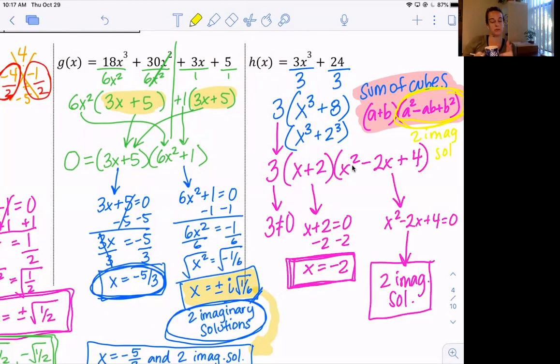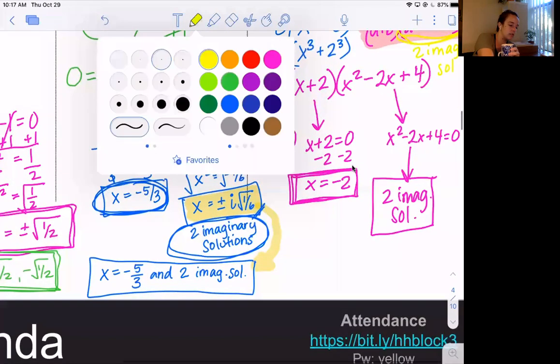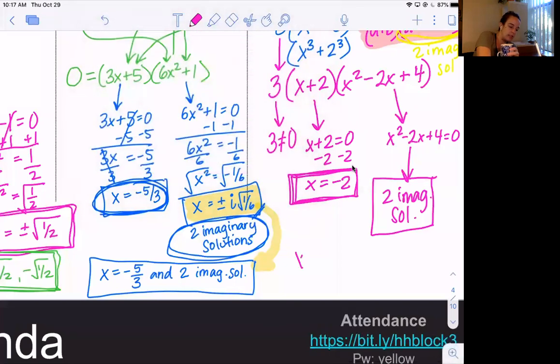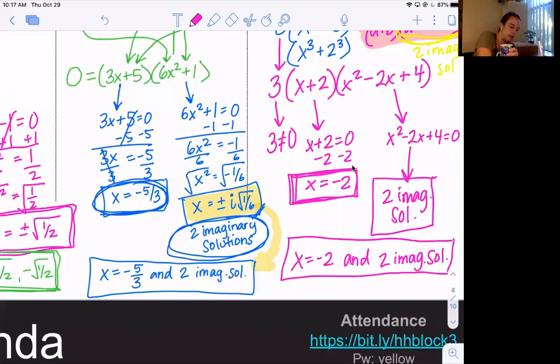So sum and difference of cubes are always going to do that for you. So your answers for this question: x equals -2 and 2 imaginary solutions. If you want to go through the quadratic formula process and find those imaginary solutions, I'm not going to stop you, but I'm also not going to require you to do that. So you can just write 2 imaginary solutions for now. Okay.